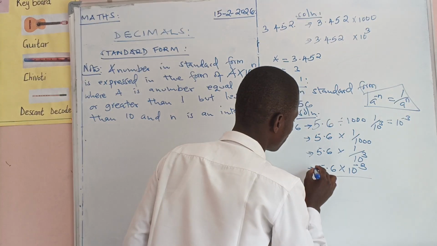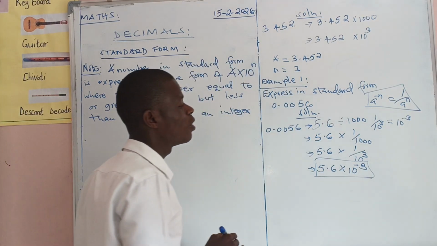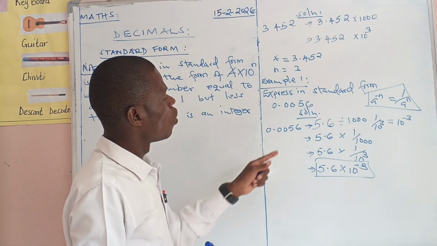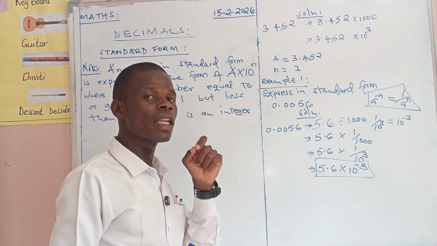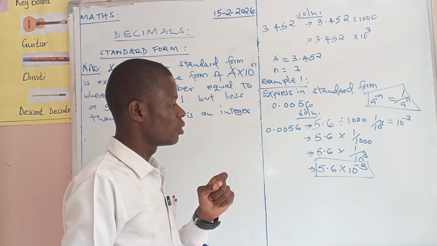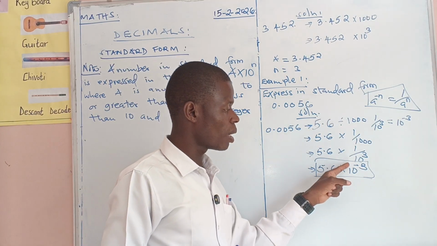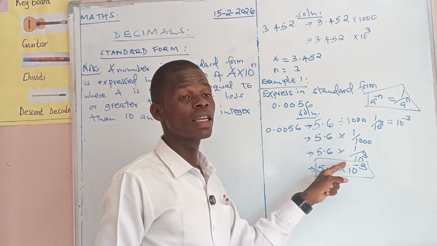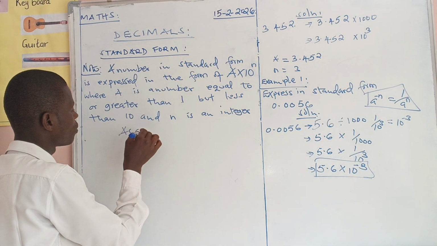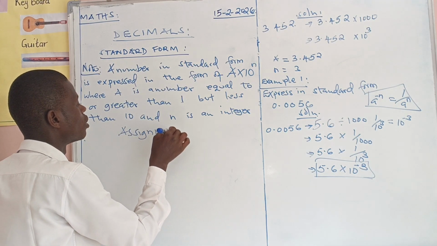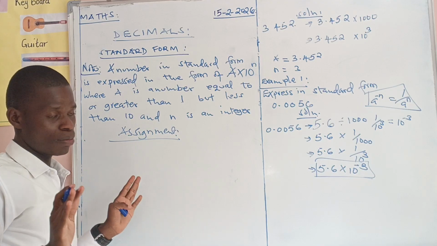Here, one thing you have to note. This number is less than 1. When expressing a number less than 1 in standard form, what should we note? The power of 10 should be negative. It was just that simple.